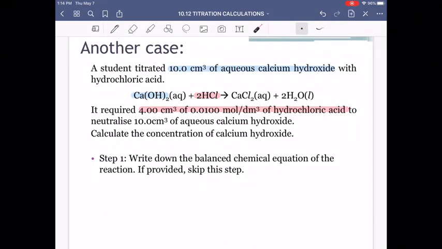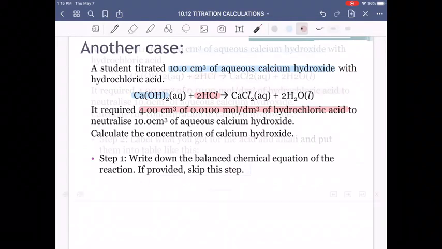Okay, another case here. A student titrated 10 cm cube of aqueous calcium hydroxide with hydrochloric acid. The chemical equation has been provided. It required 4 cm cube of 0.01 mole per dm cube of hydrochloric acid to neutralize the 10 cm cube of aqueous calcium hydroxide. Calculate the concentration of calcium hydroxide. So as always, first step, write down the balanced equation of this reaction. If provided, skip this step. Okay, it is provided, so you may skip this step.